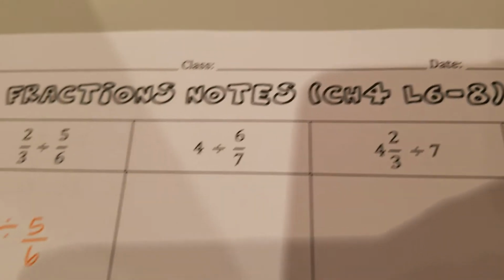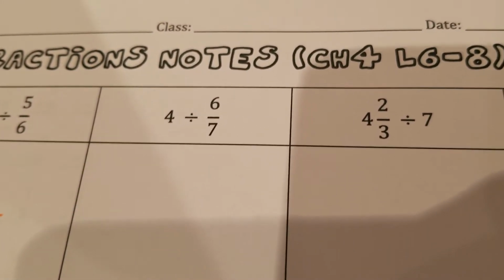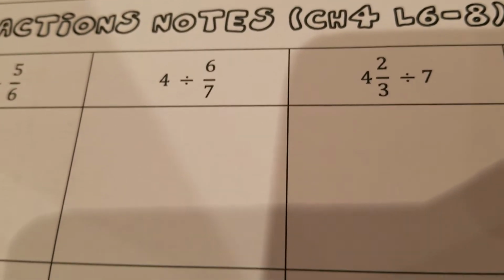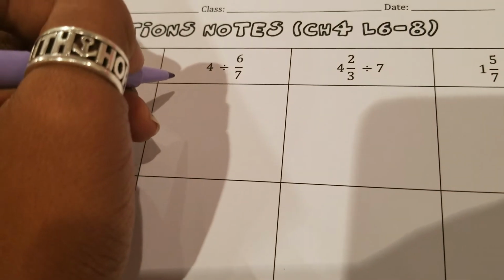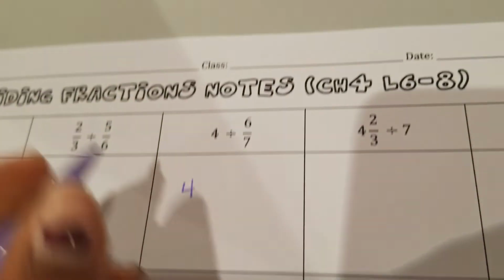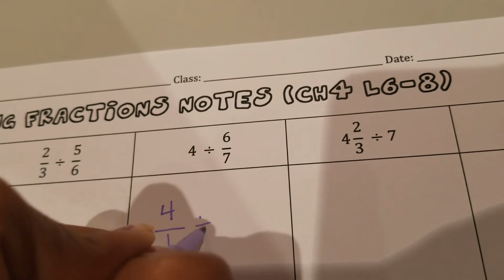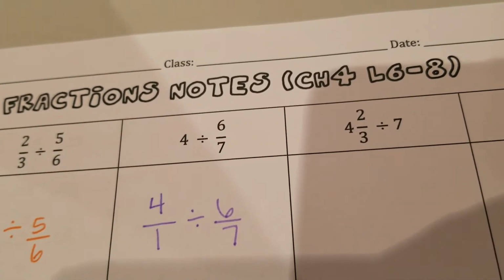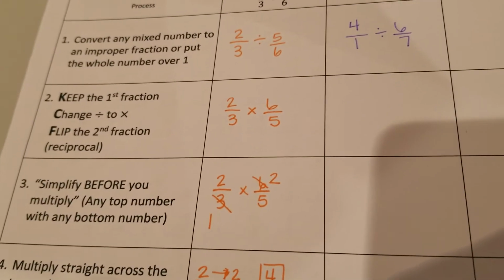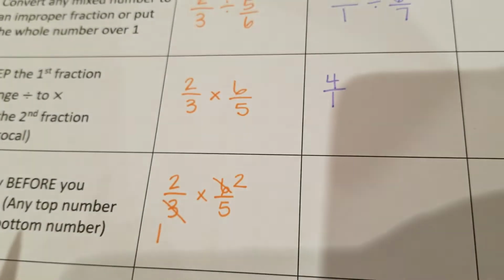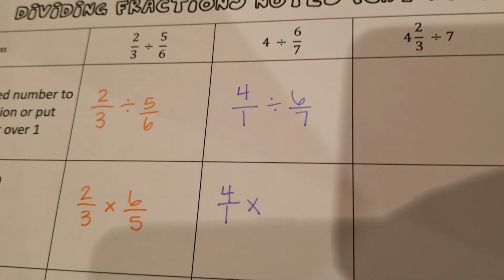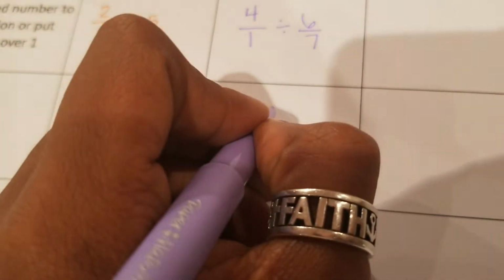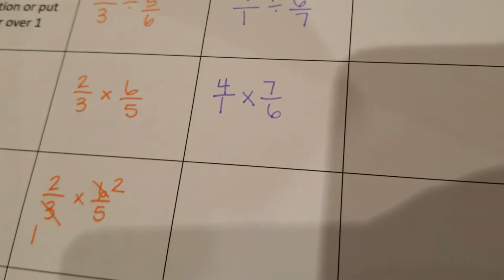Question 2. 4 divided by 6 over 7. So we don't have any mixed numbers, but we do have a whole number. So we're going to put this 4 over 1. So 4 over 1 divided by 6 over 7. Now we go to our keep, change, flip step. So keep our first fraction, change our division to multiplication, and then flip the next one. So 6 over 7 flips to be 7 over 6.